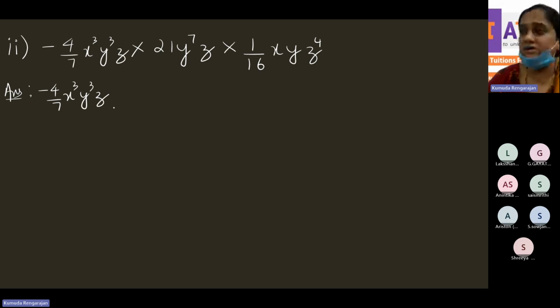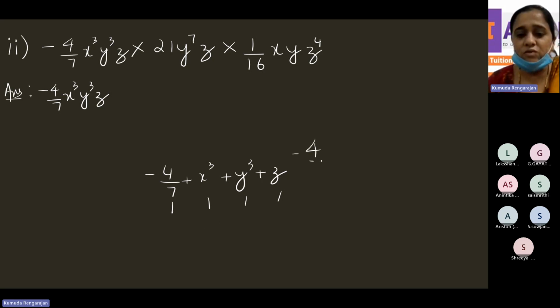You can see this is a monomial. It's a single term. Children, do you remember? Terms are separated by the operator plus or the minus sign. See, if this was minus 4 by 7 plus x cubed plus y cubed plus z, then we have 1, 2, 3, 4 terms, children. Then it is 4 terms.